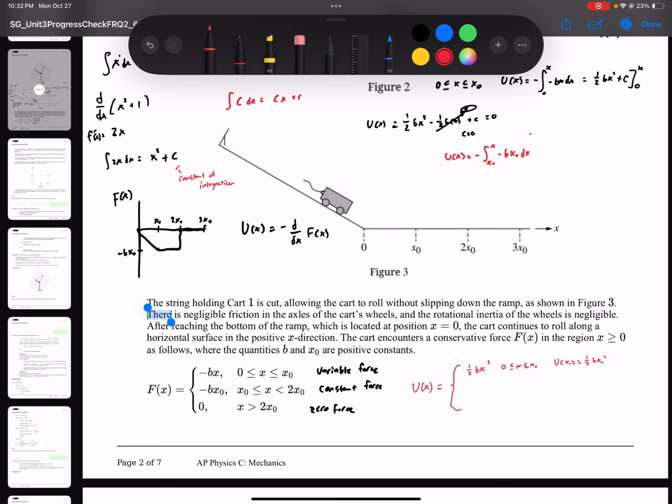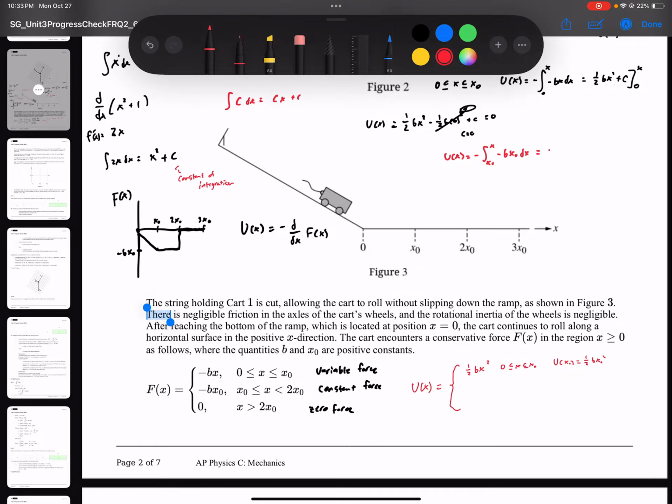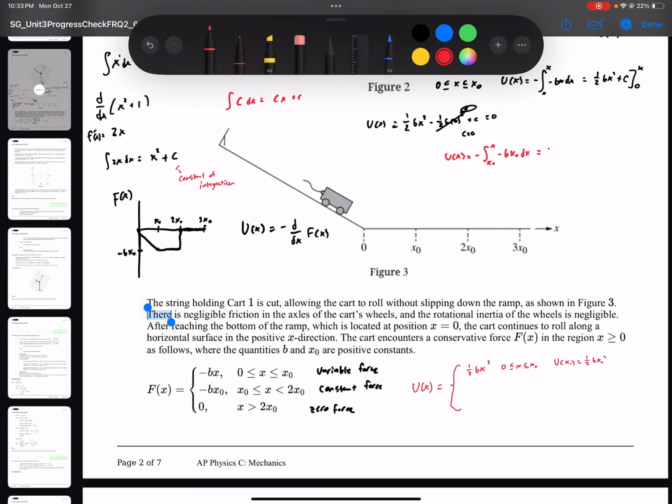So here, when I evaluate this integral of negative b x naught, I get negative b x naught times x, and then I have to consider that minus sign in front of the integral. Actually, the negative signs cancel out. So I have b x naught times x. Let's not forget, the plus c is just a constant value, so we can do it at the end. So from x naught to x, and then plus c.